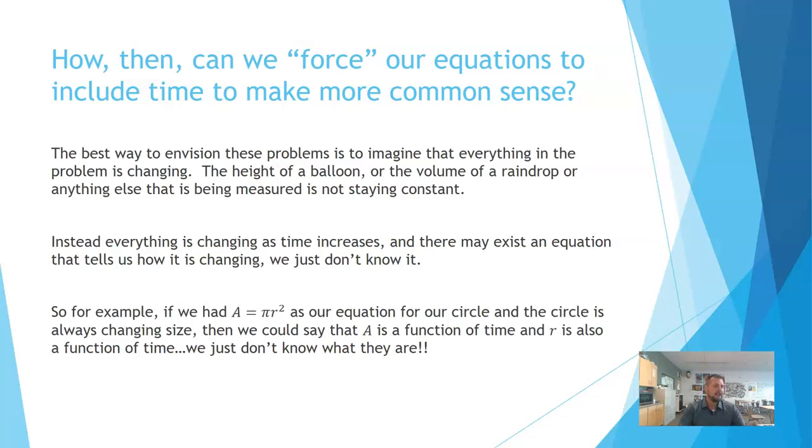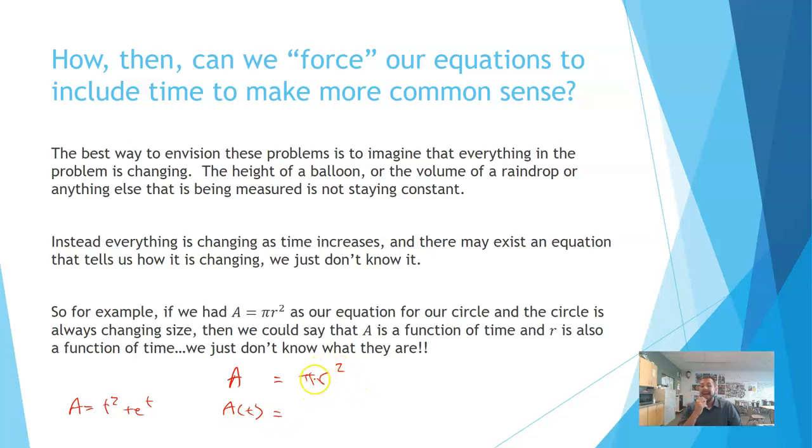So what we do in these problems is say, if time's not in them, I need to force time into the equation somehow. As you see down here, we've got area equals pi r squared. Here's how we're going to force the time into the equation. Even though we don't know what it is, I'm going to say area is equal to something with time in it. Maybe it's equal to time squared plus e to the t. I don't know. But I'm going to say that area is a function of time.